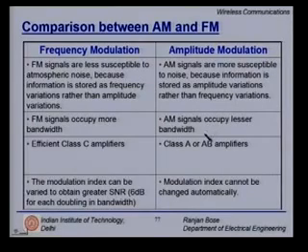AM signals occupy less bandwidth as opposed to FM, but in FM you can trade off bandwidth for the output SNR. The modulation index can be varied to obtain greater SNR, about 6 dB for each doubling in bandwidth. So, you can give and take for FM, there is a trade off, whereas in AM we have no such flexibility. We also learnt that efficient class C amplifiers are good enough for FM, but for AM we must use a class A or class AB amplifier.